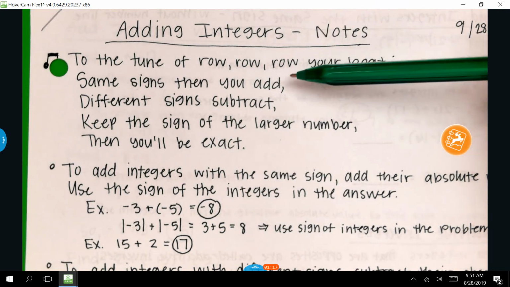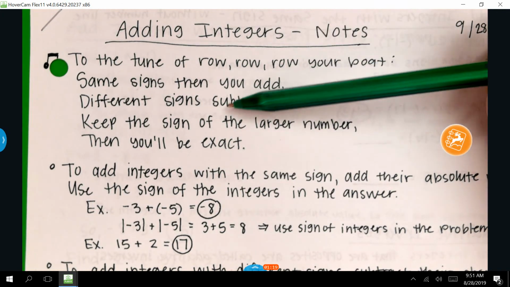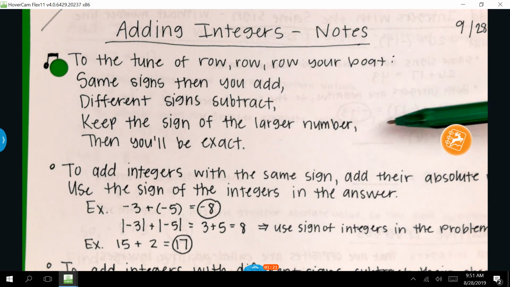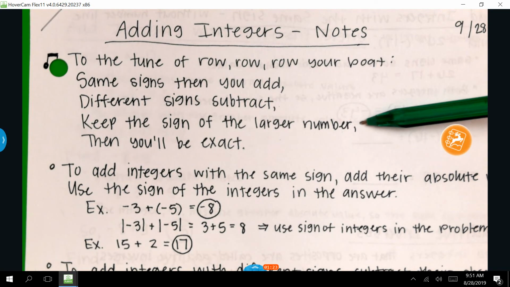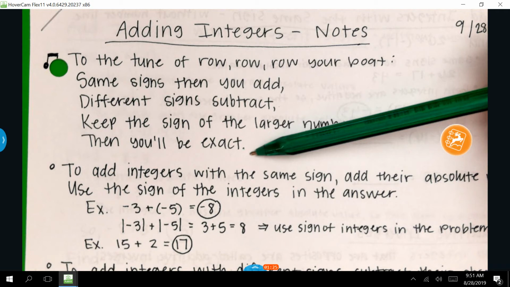Same signs, then you add, different signs subtract. Keep the sign of the larger number, then you'll be exact.